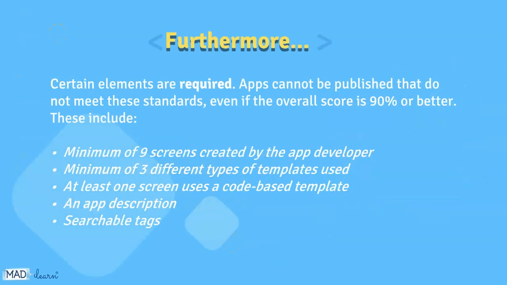Certain elements are required. Apps cannot be published that do not meet these standards, even if the overall score is 90% or better. These include a minimum of 9 screens created by the app developer, minimum of 3 different types of templates used, at least one screen using a code-based template, an app description, and searchable tags.